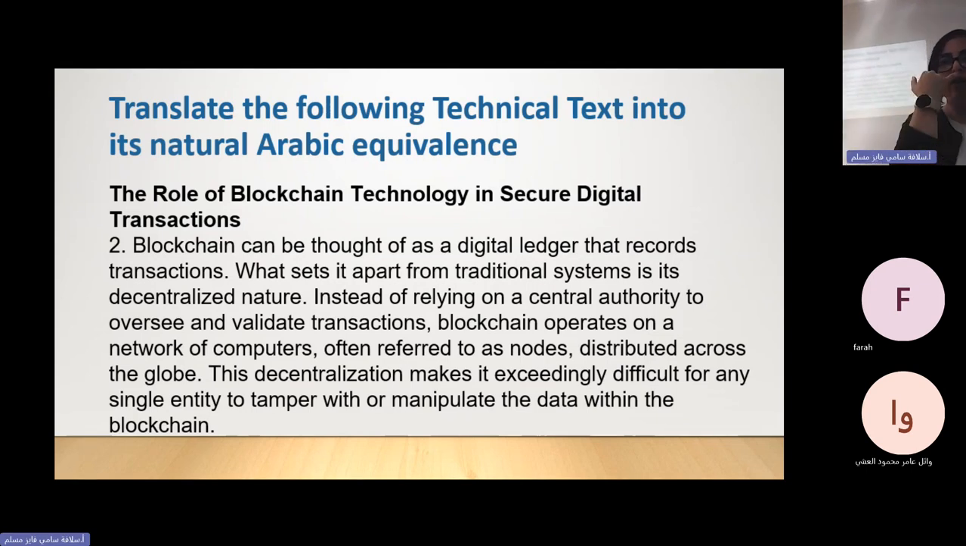طبيعتها غير اللامركزية. اوكي. السلطة المركزية. الإشراف oversee إشراف. validate. oversee هو إشراف validate تحقق. اوكي تعمل من ترابطات شو اسمه العقد. يس اوكي. اوكي.